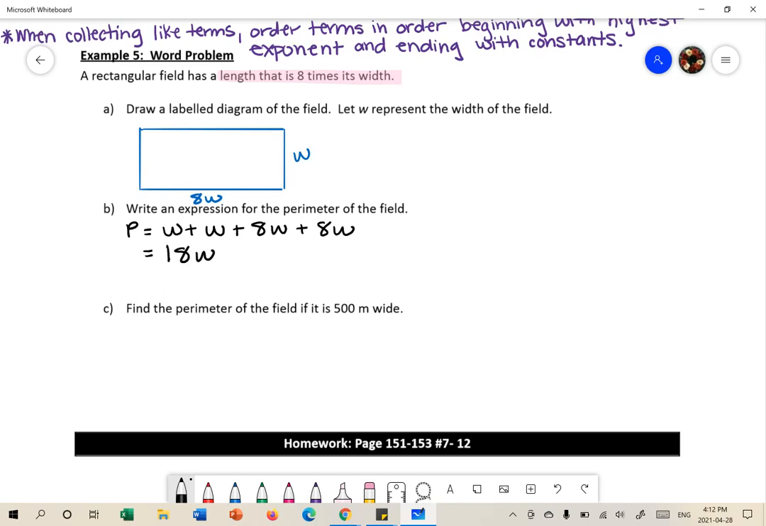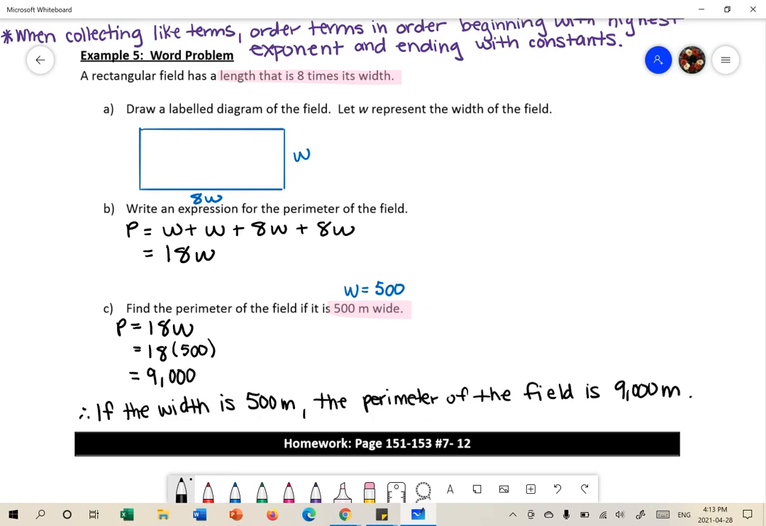Find the perimeter of the field if it is 500 meters wide. So I'm going to begin with my formula for perimeter, and I'm going to input my value for W. And then solve. So it was important for us to substitute length L for 8W in order for us to find the value of perimeter.